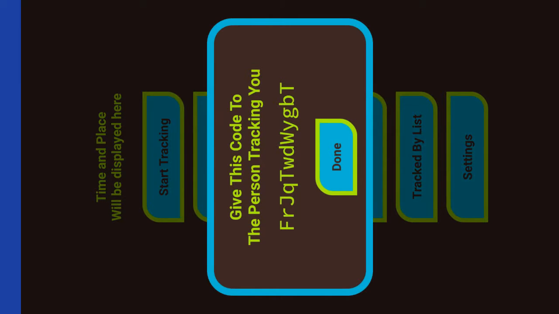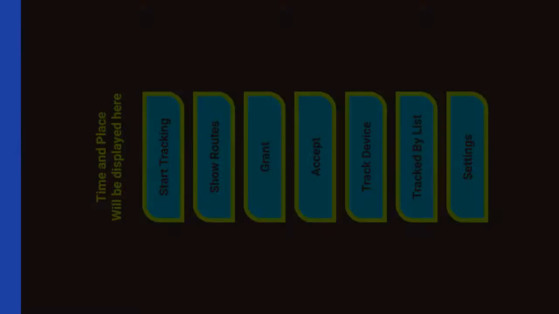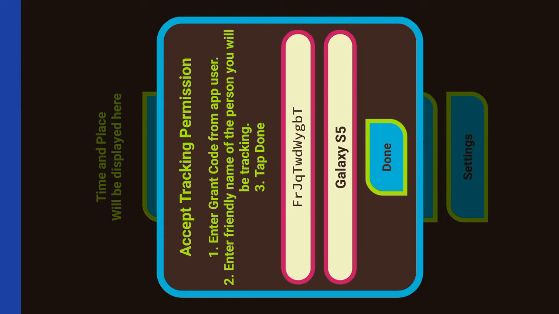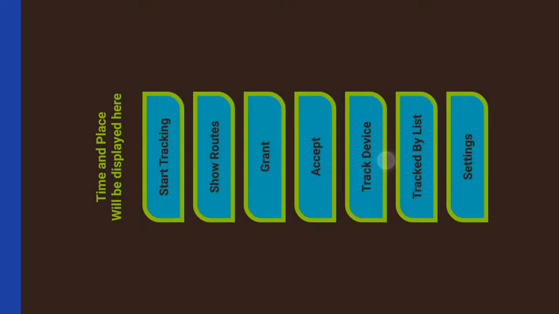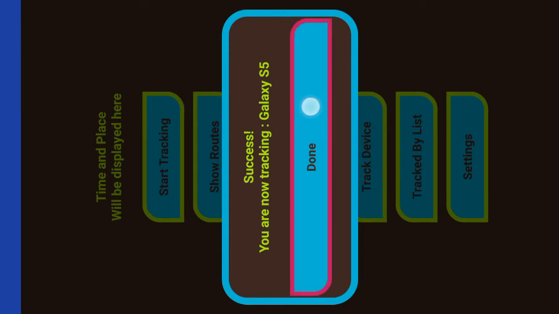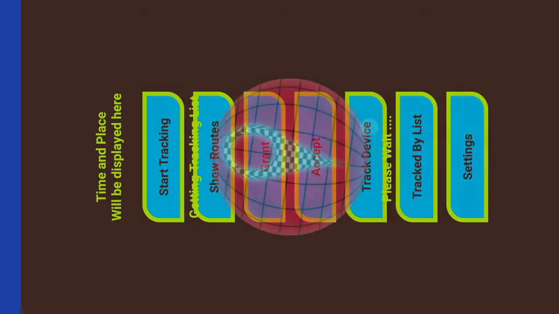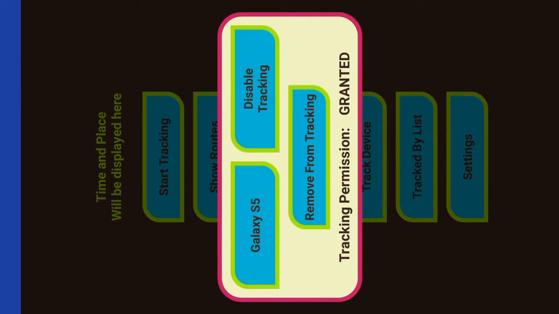So I'm now going to continue this video on my Samsung Galaxy A5 model. Okay, now continuing the video on my A5 phone, we're going to accept that permission there. Again, success, you are now tracking Galaxy S5. So now I'm going to show you what the other buttons do. I'm going to click on Track Device. And as you can see, Galaxy S5 has come up in the list there.